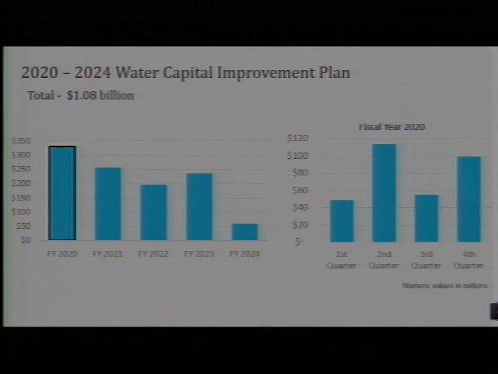On your charts, you'll see we have the 2020 to 24 capital improvement plan. If you notice on the right-hand side, we have for the fiscal year 2020, we have overall $30 million. The second quarter is when we're going to be awarding another Atoca project, and that's why we have a little over $100 million on that one.